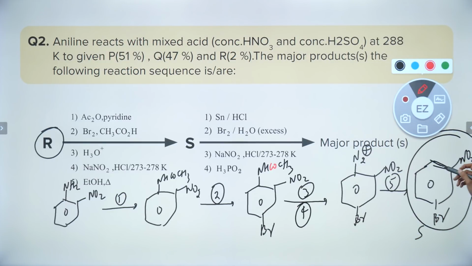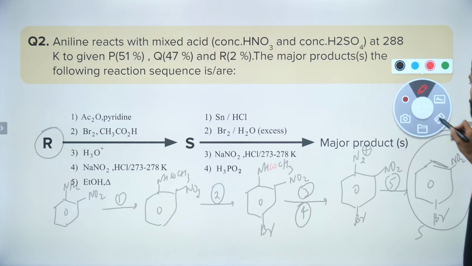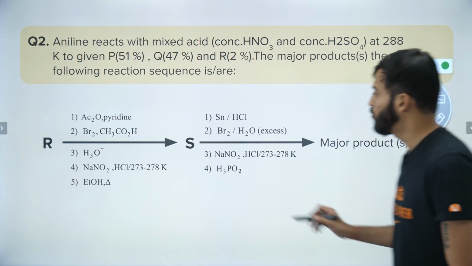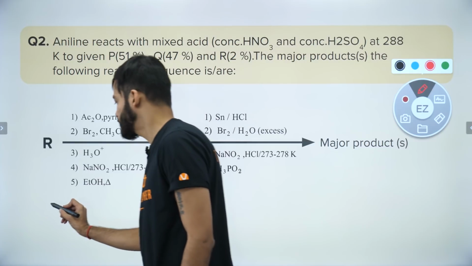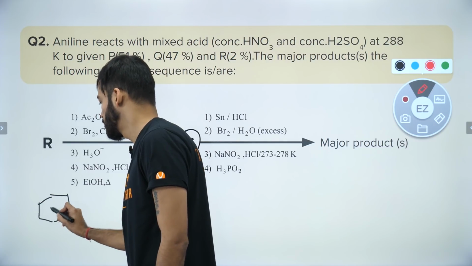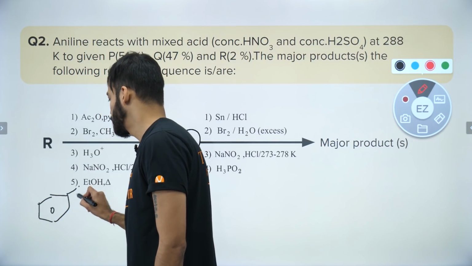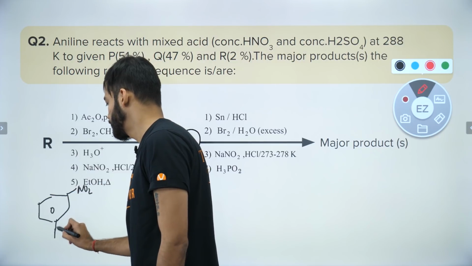मैं आगे बढ़ जाता हूँ, यहाँ पे आपका NO2 लगा हुआ है, this is your NO2. ठीक है, this is your NO2. So I am removing it, मैं आगे बढ़ जाता हूँ. So now we have S, let's talk about S. S is what? Here you have NO2 and here you have bromine.